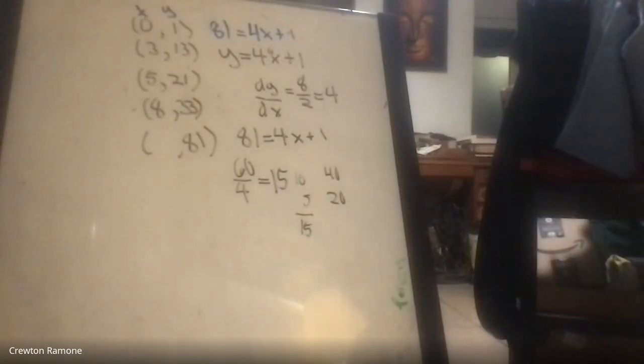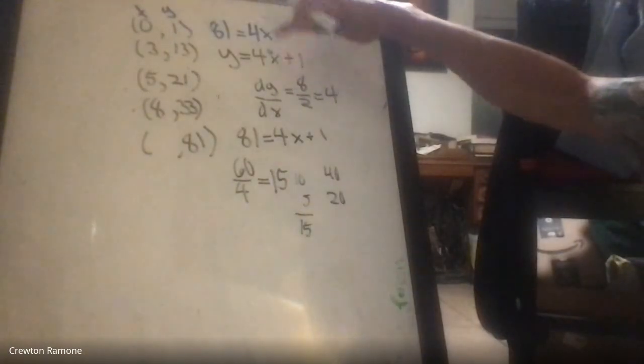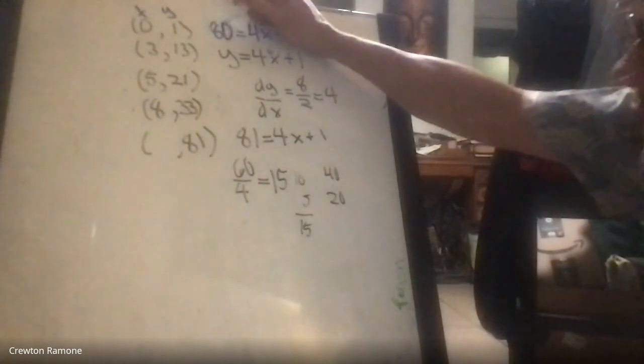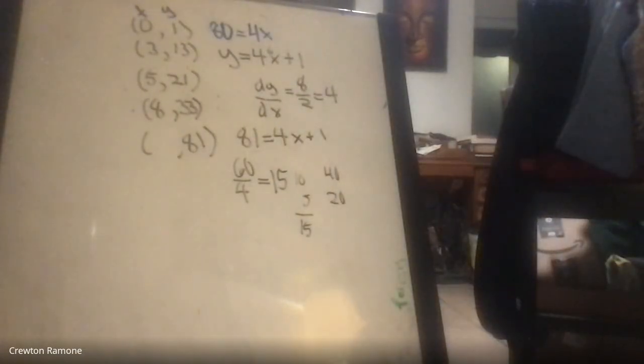Take away the same on both sides, right? So I got to take away the 1 from over here, and I got to take away the 1 from over here. Just like when you're playing what's under the cup. It's exactly the same thing. Just bigger numbers.